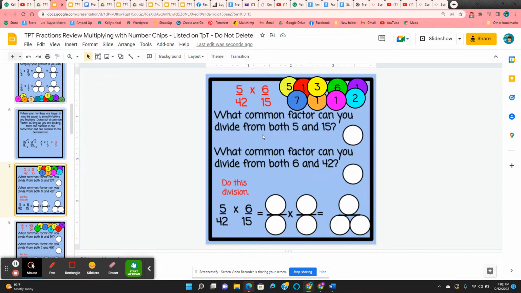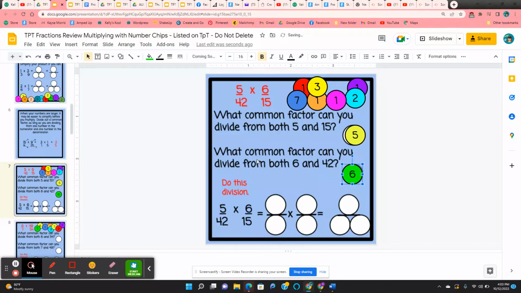The first thing they're going to look at is a common factor they could divide out first, out of 5 and 15. And they're going to move that chip right here. Now, what would be a common factor? 5. So they're going to move the 5. And then what about a common factor between 6 and 42? Well, that common factor they could divide out would be 6. It walks them through the steps. So they're going to do this division.